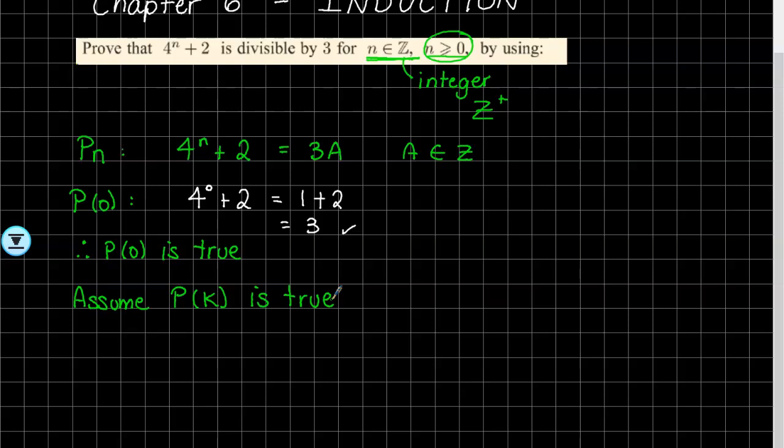What does that mean? Well, k could be 1, it could be 5, it could be 7, it could be 8, whatever. We're just going to assume it's true. And so what that would mean is that 4 to the k plus 2 will equal 3a, where a is any integer. So we're going to assume that this is true.